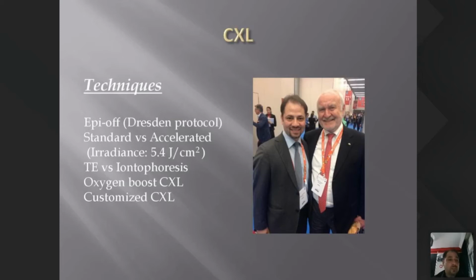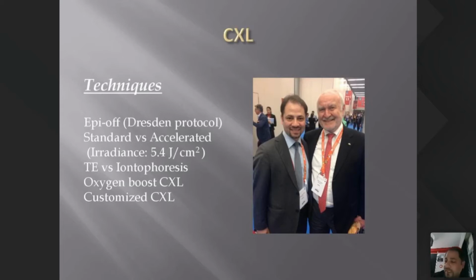He proposed the Dresden protocol, which is the standard epi-off technique, where you do 30 minutes of saturation or inhibition with riboflavin, and then 30 minutes of irradiance with UV light. The classical one was 3 milliwatt per centimeter square for 30 minutes. And this is still a technique that's very efficient, and we have very good results with it.